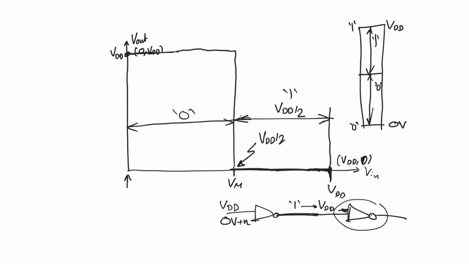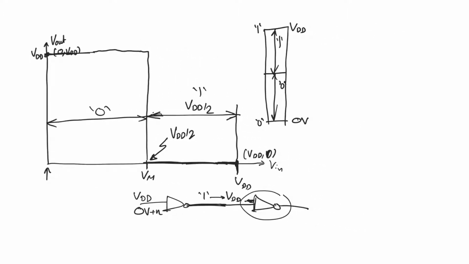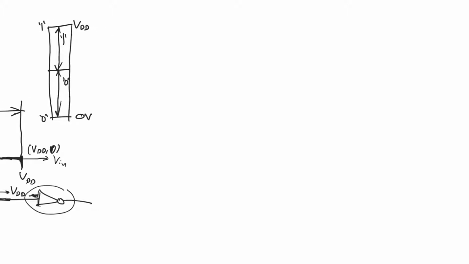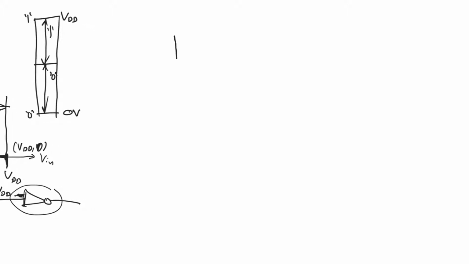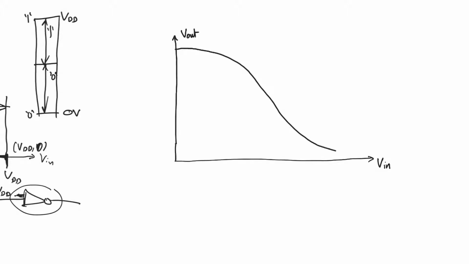And therefore, we are using every single point on the voltage scale as a useful input. Now, this is the ideal inverter, but a realistic inverter is not going to have a VTC that looks like this. The VTC of a realistic inverter is still going to be monotonically decreasing. That is to say, it's going to look something like this. It's going to decrease continuously, but it's not going to be a brick shape like the ideal inverter.